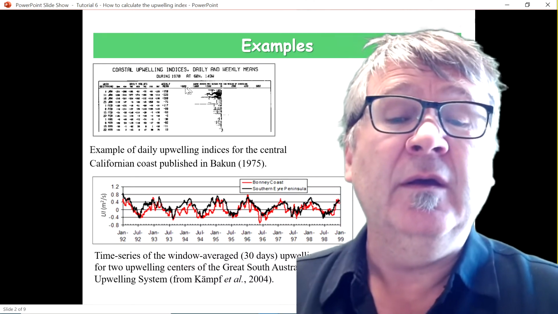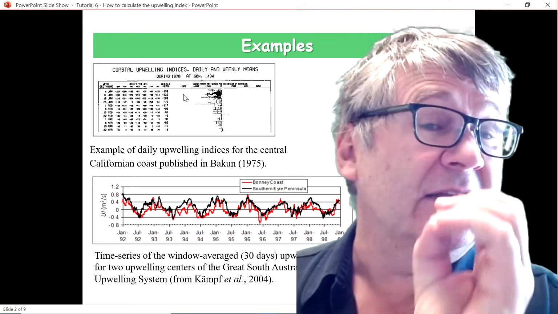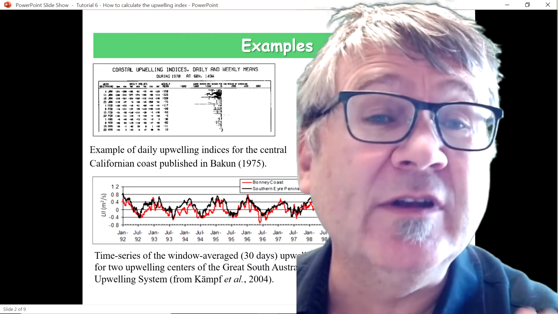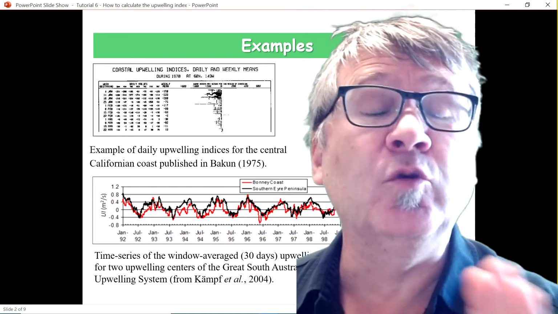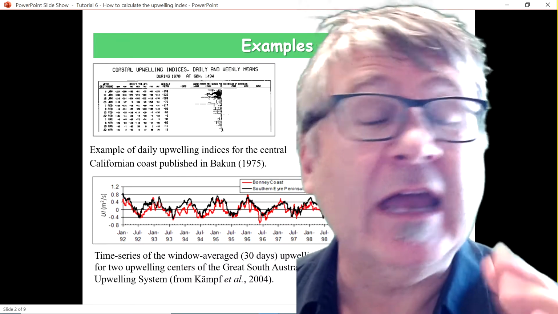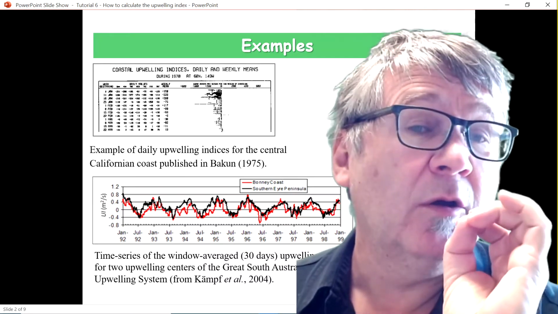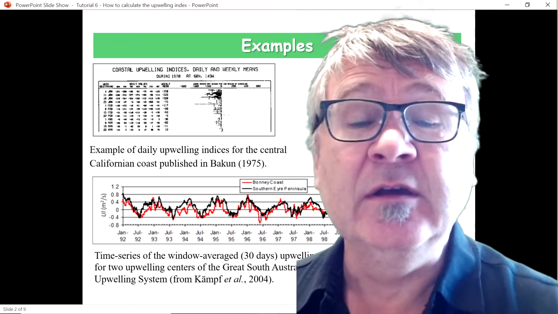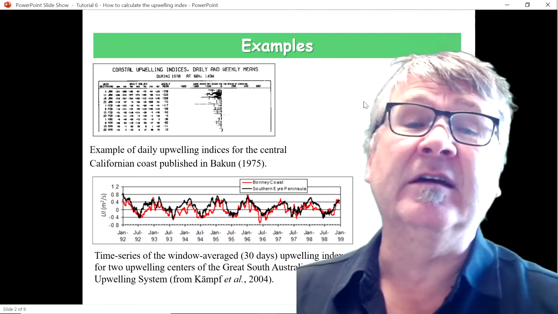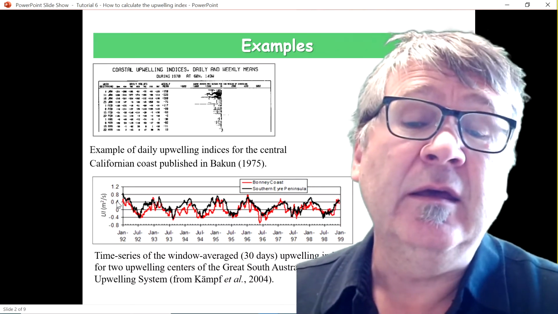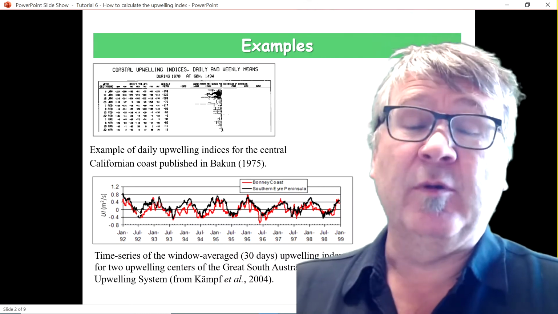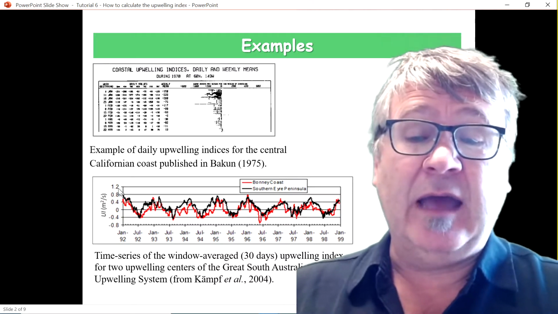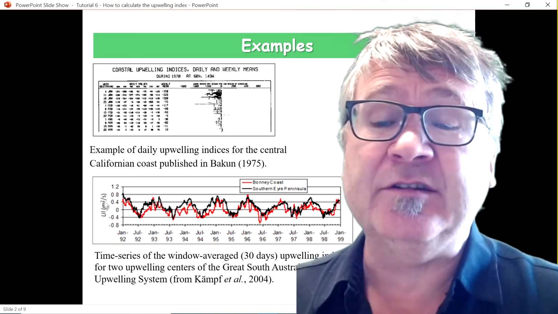This upwelling index traditionally was also called the Bakun index, or the Bakun upwelling. Anyway, it's commonly used worldwide for wind-driven coastal upwelling. The other example is for the upwelling system on the southern shelf of Australia. Upwelling index in meter square per second.